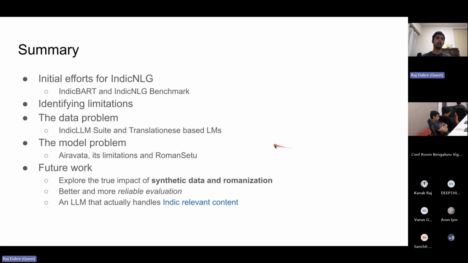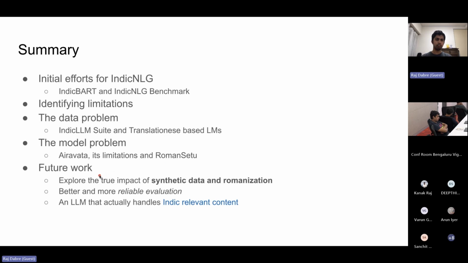So in summary, I talked about some initial efforts for Indic natural language generation. I talked about IndicBART and the IndicNLG benchmark, and identified certain limitations of the work, where we found out that there is a data problem, which we solved using the Indic LLM Suite and translationese-based LLMs. We identified a model problem, which we solved via Airavata and addressed its limitations with RomanSetu.